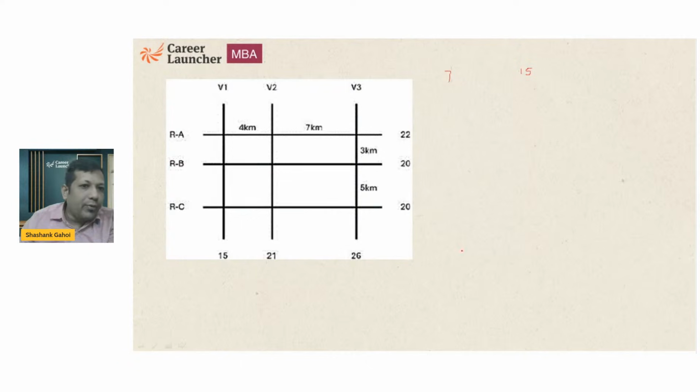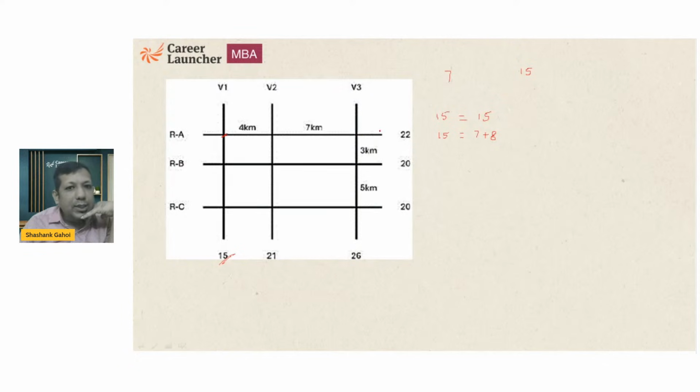Now I want to have 15 over here. How can I make 15? In V1 my total value is 15. How can I have 15? I can either have 15 as 15 or I can have 15 as 7 plus 8. Okay.